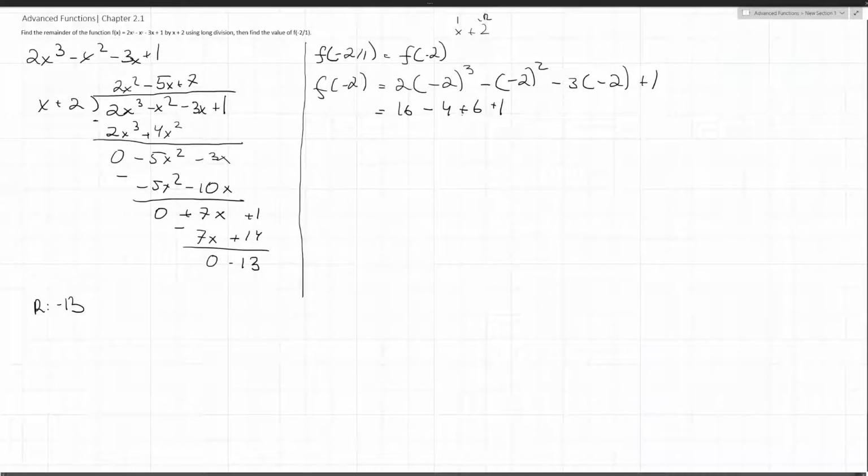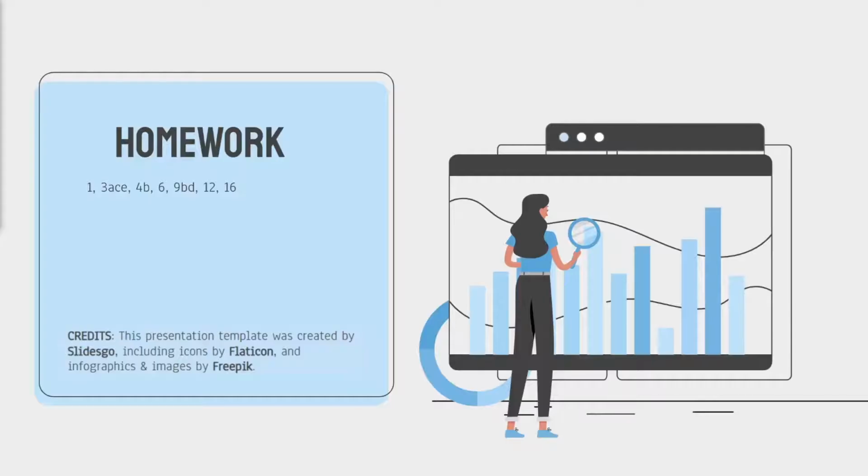So what we get is, of course, negative 16 minus 4 plus 6 plus 1, which is equal to negative 13. As we can see, the remainders are the same. Therefore, the theorem works. Now that we're done with the lesson, this is the homework for today.